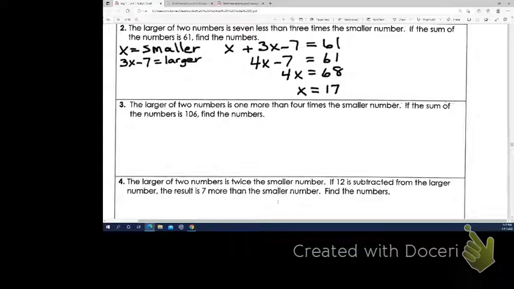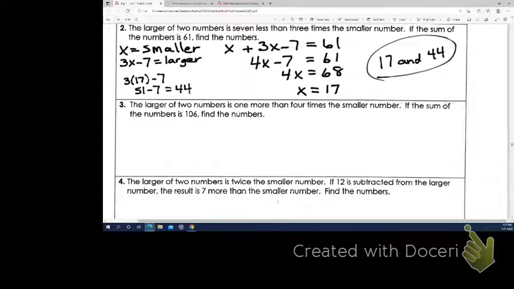Once again, we need two numbers, so I have my smaller number, and then somewhere, wherever you have space, now you're going to do your larger. I'm going to go ahead and put it over here under where I wrote larger. So we're taking 3 times 17 and then subtracting 7. So 3 times 17 is 51. Take away 7. 7 less than 3 times, right? So is 44. So my two numbers are 17 and 44.